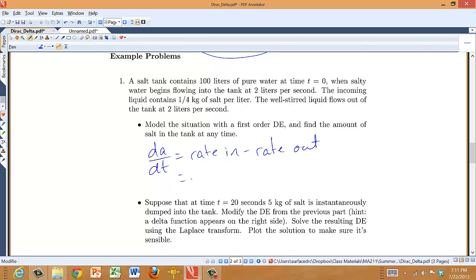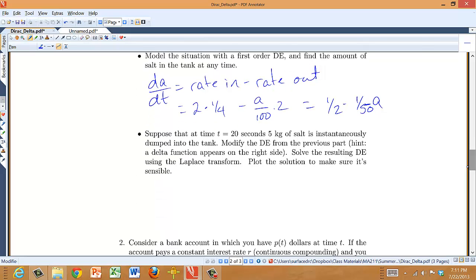The rate of salt flowing in is going to be what? 2 liters per second times a 1/4 kilogram per liter. And the rate out will be the concentration of salt in the water, which is A over 100, times 2. So that's going to be what? This is 1/2 minus 1/50 A. So that's the ODE that you would get for that setup. Now let's suppose that at time 20 seconds, 5 kilograms of salt is instantaneously dumped into the tank.